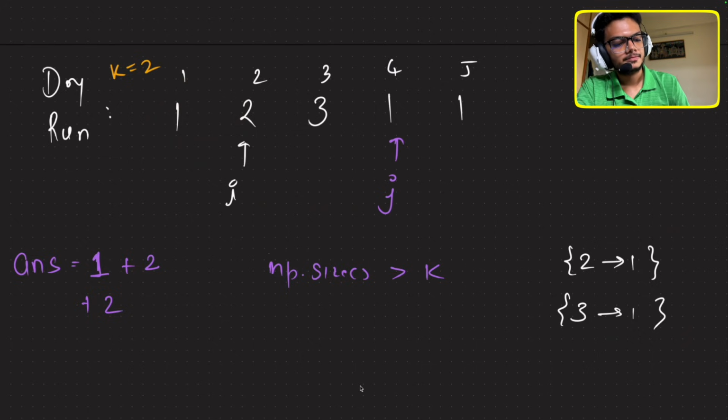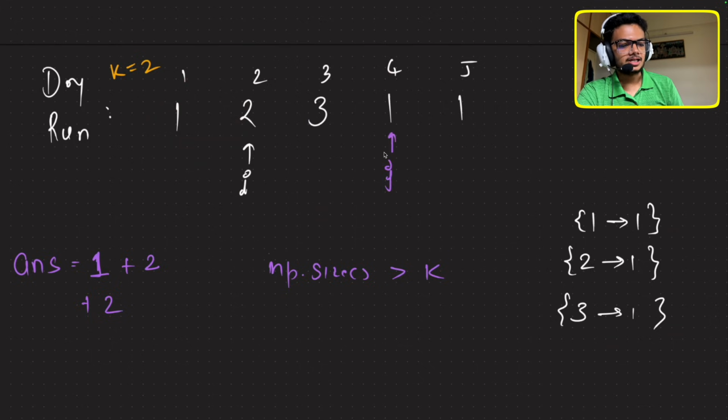Now j moves ahead. Now when j moves ahead, again 1 is added into the window. 1 is occurring 1 time. 1 is added into the window. Now, is the map size greater than k? Yes, definitely. So shrink the window from left just enough such that i to j have at most k unique elements.